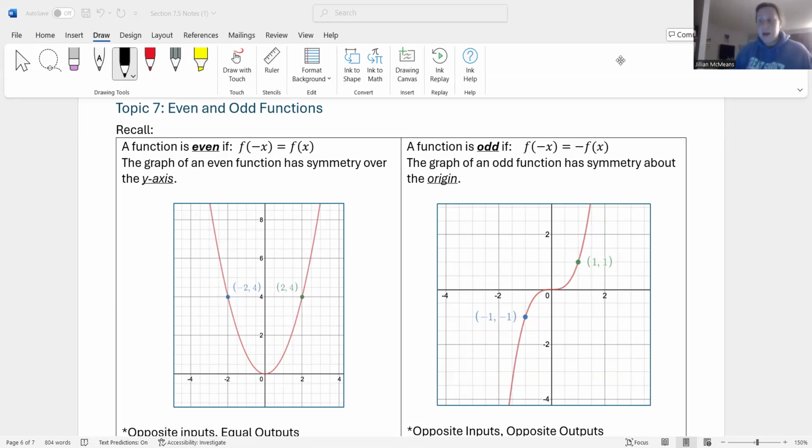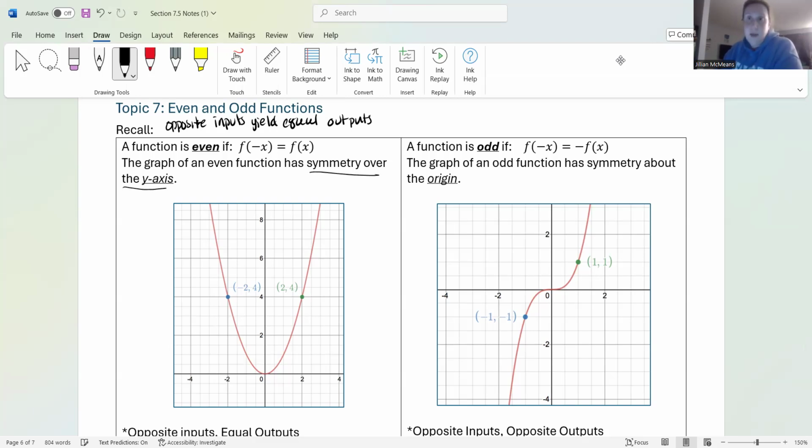Okay, so what that translates to is we have opposite inputs yield equal outputs. So basically, you evaluate a function for opposite values, you get the same result back. And so the classic example of an even function is y equals x squared, which we have shown here. So when you're dealing with an even function, it is symmetric about the y-axis, okay? So symmetry over the y-axis.